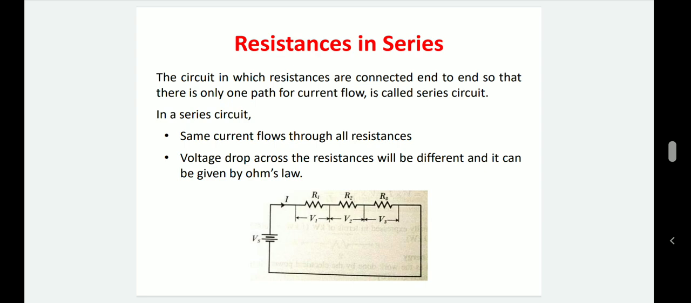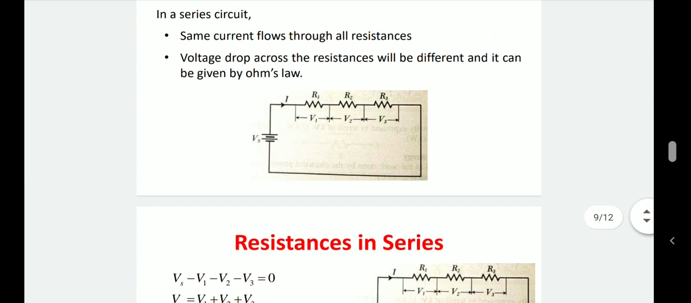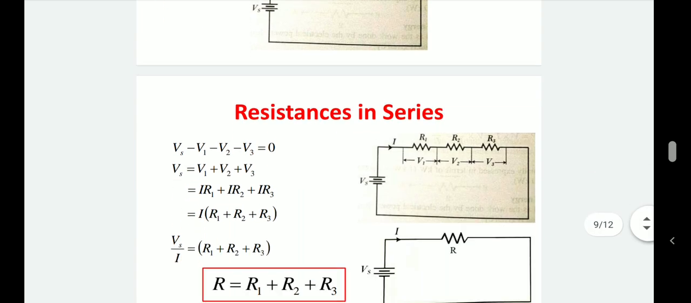The series connection is shown in the figure. In a series connection we should know that the current flowing through all the resistors is the same, and the voltage drop across the resistances will be different, given by Ohm's law. That is, current into resistance gives the voltage drop across each resistance, but the current flowing through all the resistors is the same in a series connection.